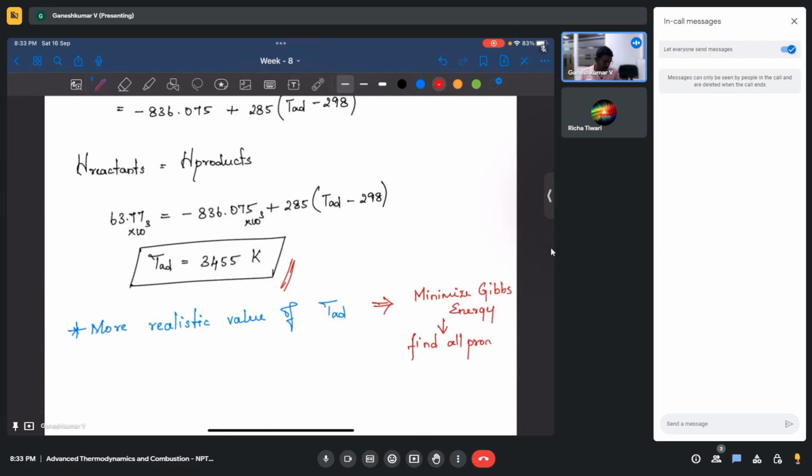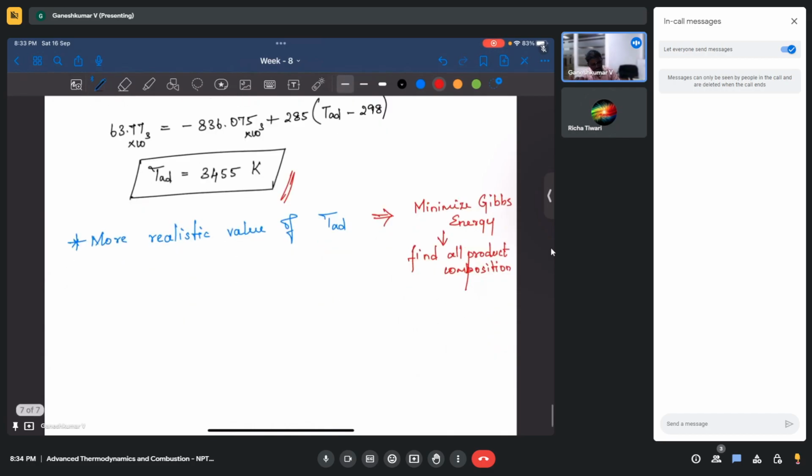And actually you will end up getting a system of coupled equations, a lot of Gibbs free energy equations in addition to the energy conservation equation. On the whole, in an iterative process, you will end up getting a value of adiabatic flame temperature and find all the product compositions, but doing this by hand is possible.